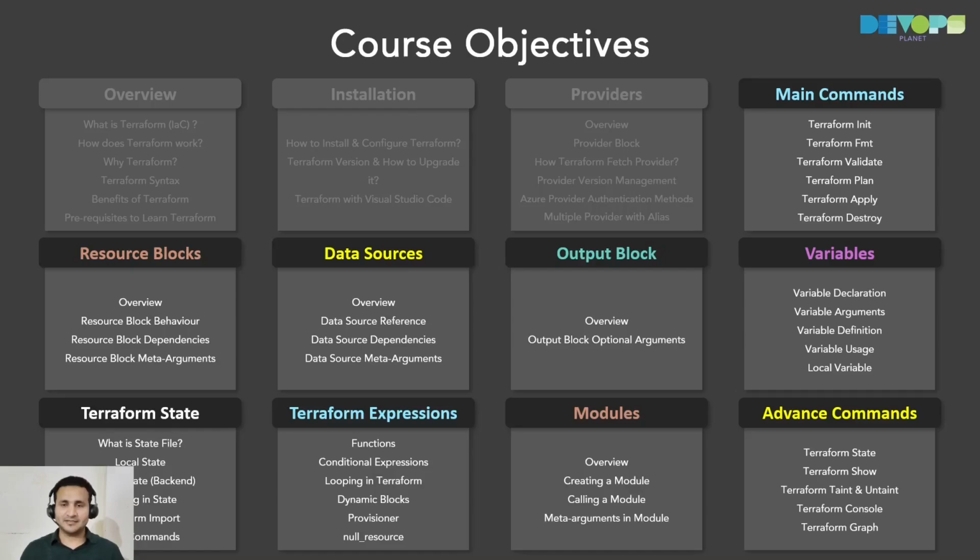Hi, welcome back. So the next topic which we are going to talk about is the main commands. In Terraform, apart from the Terraform configuration file, we do have the Terraform commands to execute those code and configuration files. We do have a lot of Terraform commands to do different tasks. So I have divided them into two sections called the main commands and the advanced commands. In this section, we are going to talk about the main commands.